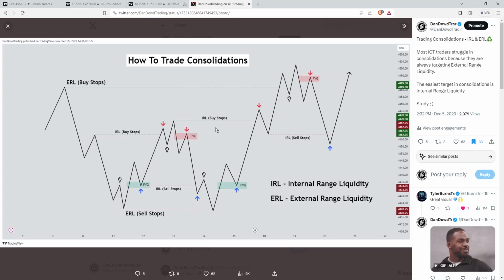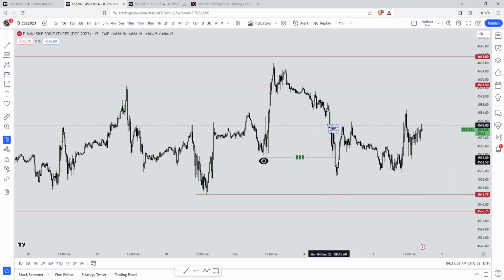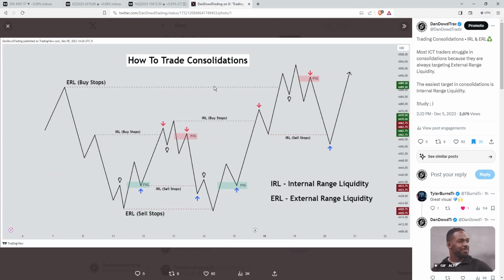So most ICT traders struggle because they're always targeting external range, meaning when someone sees a setup like this, they're always waiting for the external range liquidity, right? I'm only looking for that internal range when price is trading in consolidations. So in this little diagram right here, you can see that this is a 2022 model, where I'm circling with my mouse. This would be a long.